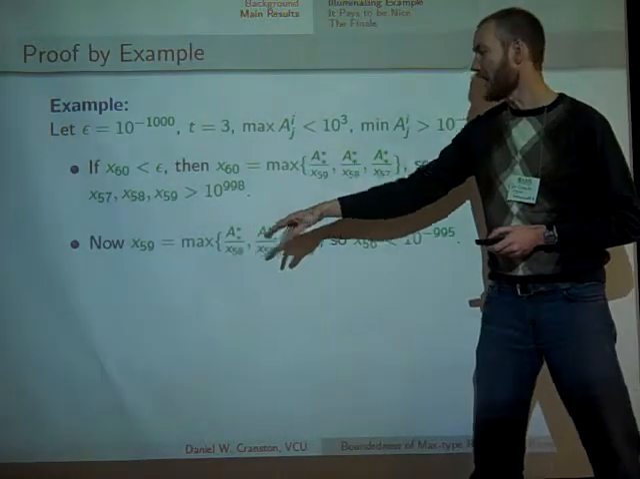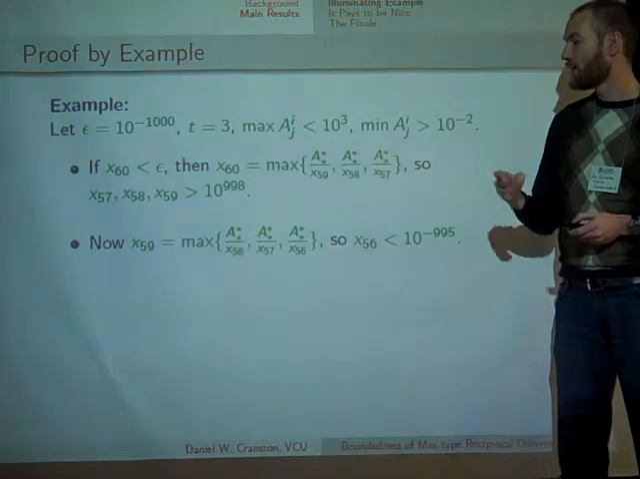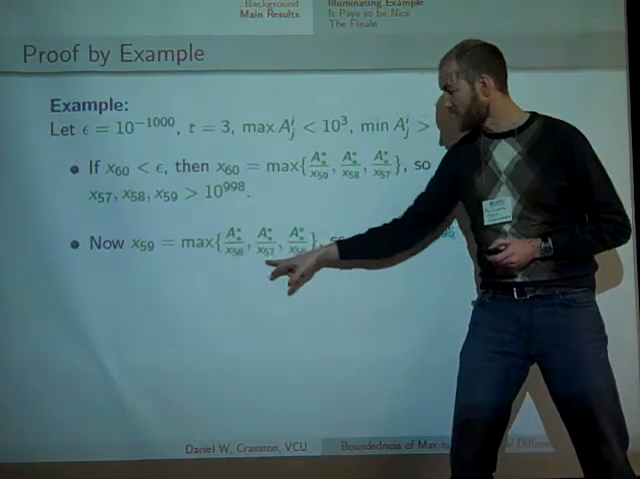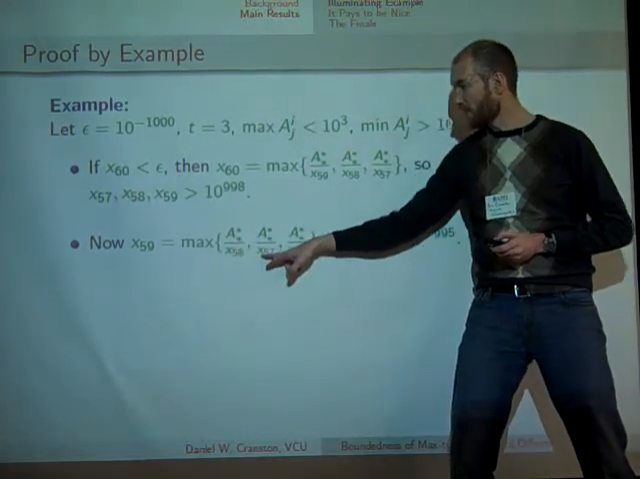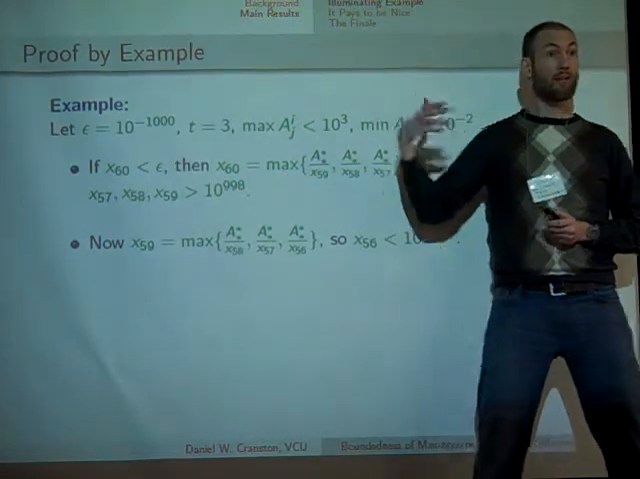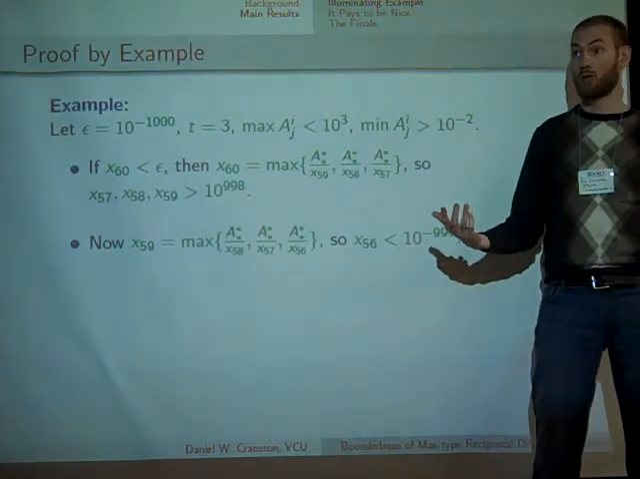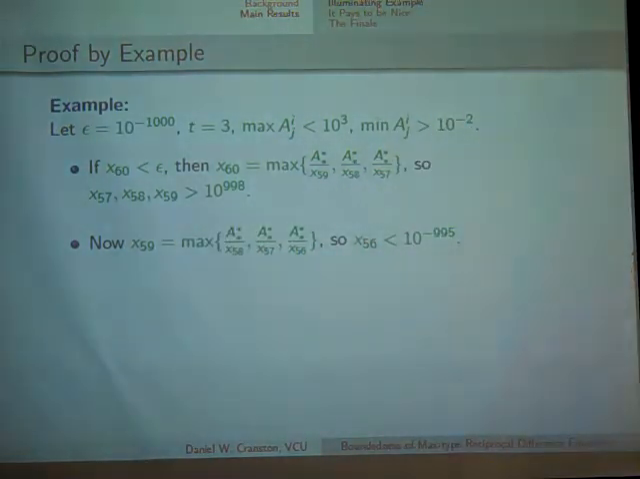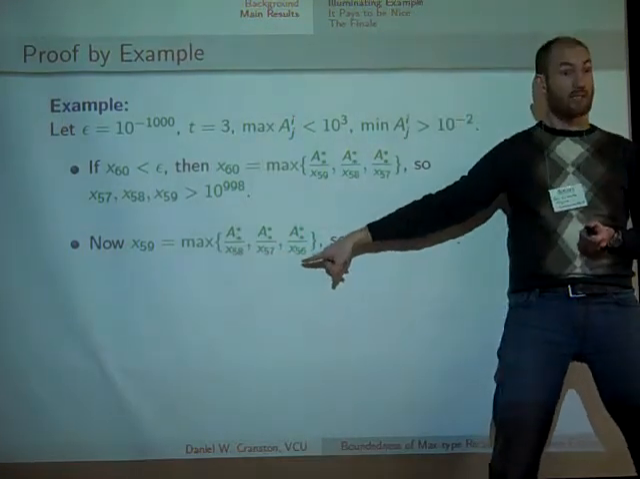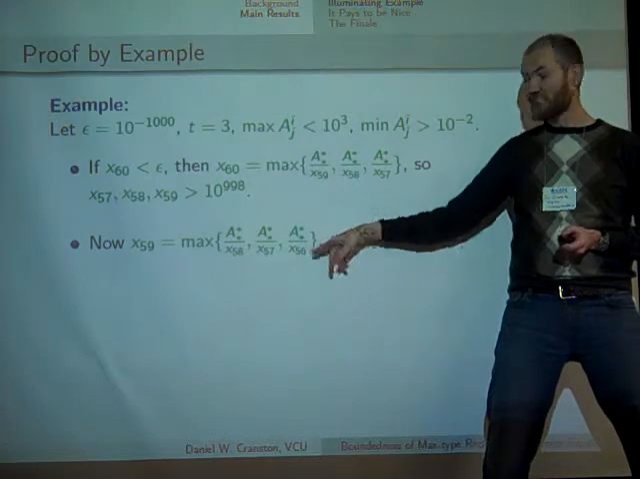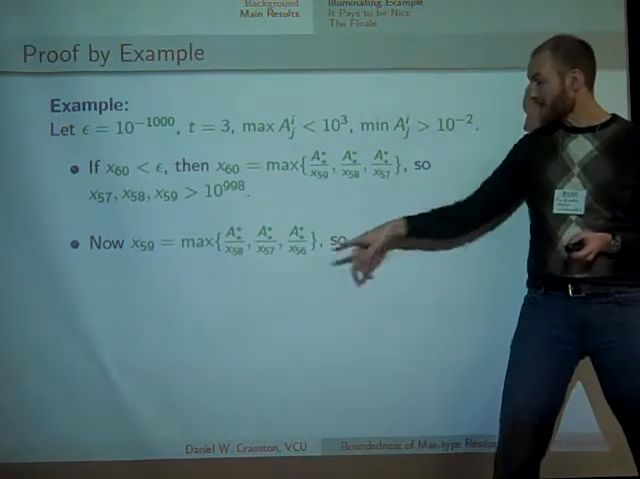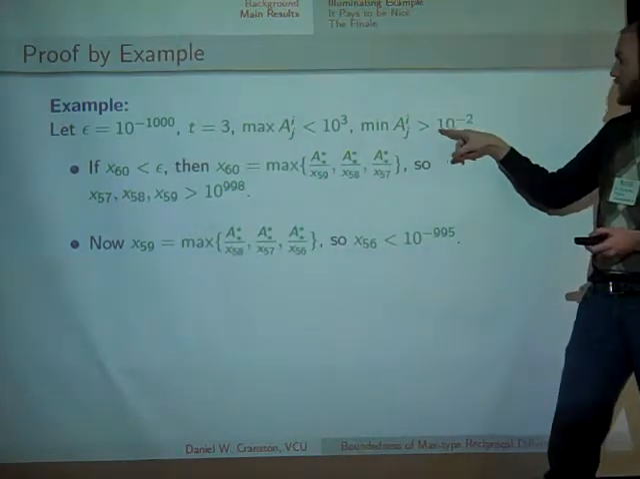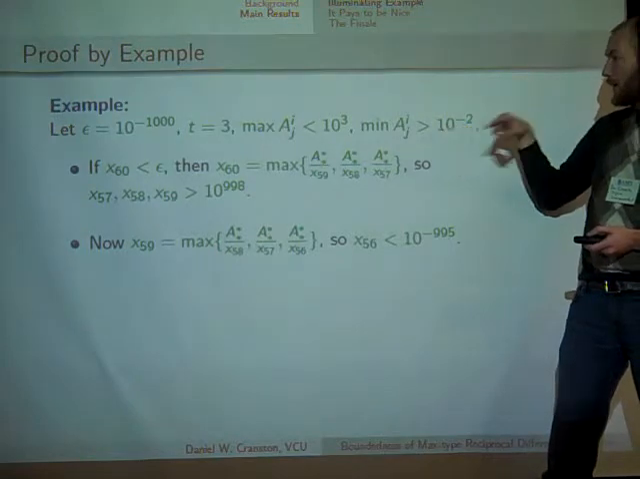Now let's look at x59. So we know x59, 58, 57. Now we look at x59. Well, it's defined in terms of the max of the reciprocals of 58, 57, and 56. We know 58 and 57 are really big. So if you take reciprocals of those things, you get something really small. But we know that 59 is really big. So it can't come from this one, it can't come from this one, it must come from the x56 term. So the x56 term must be really small. How do you get that small? Well, x59 is at least 10 to the 998, and you can get at most a factor of 10 to the negative 2.